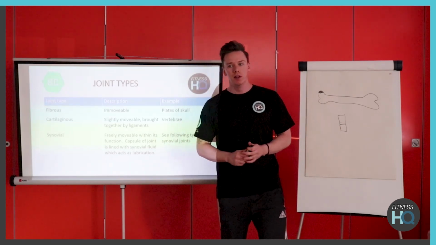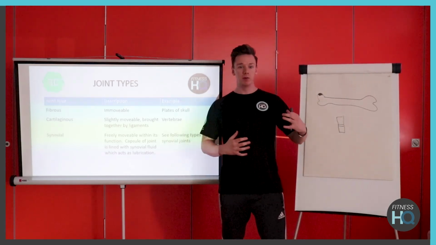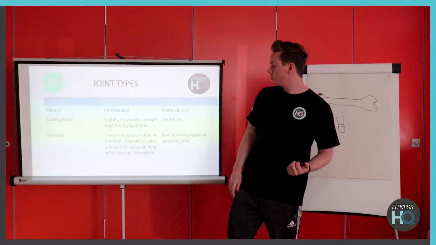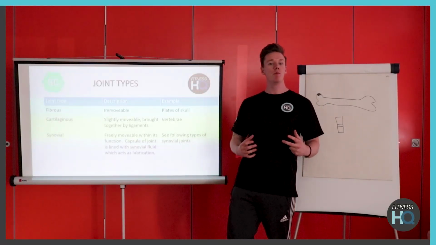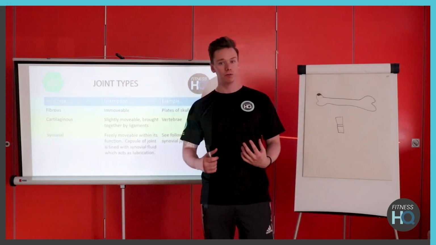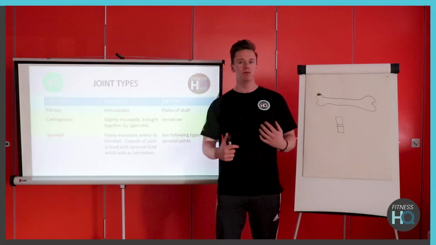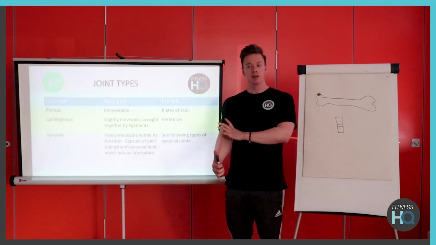Synovial joints. Now, these are the main ones really. These are the sort of big boys. This is what basically produces all of our movement. As you can see, it's a freely movable joint. It's got a capsule. It's lined with a synovial membrane which produces synovial fluid. Synovial fluid, if you've not heard of it, is like the body's own version of WD-40. So what it does essentially is it lubricates the joint.